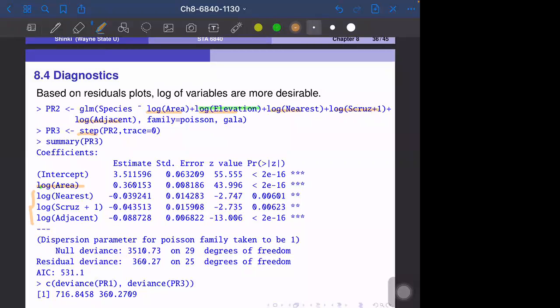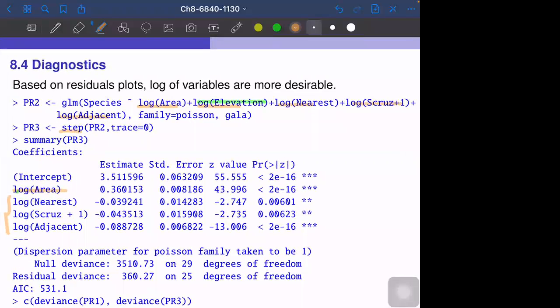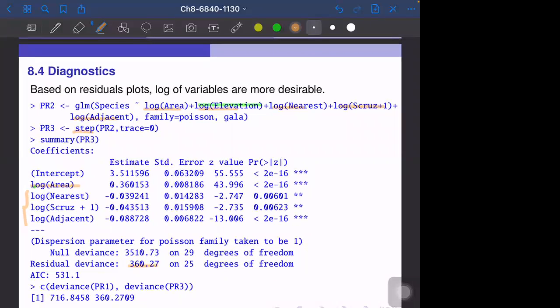Anyway, it's really hard to imagine the multiple linear regression. The contribution of each variable is not entirely clear, but in total the linear combination explains well. So this is the result. You can see the residual deviance is 360. This is much smaller than the deviance calculated in chapter 5, that is 716 with the same number of variables.